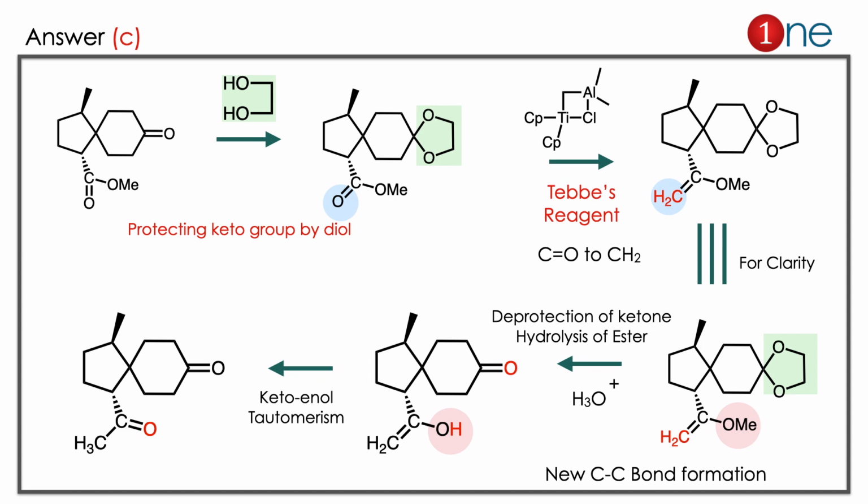Here you have to learn two things. One is that the diol group protects the ketone. The second thing is that Tebbe's reagent converts C=O into CH2.